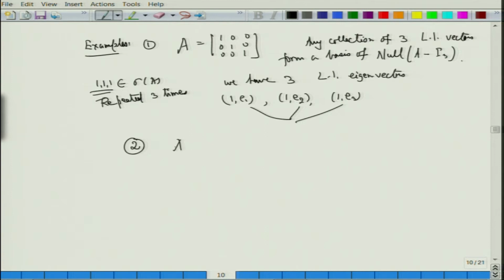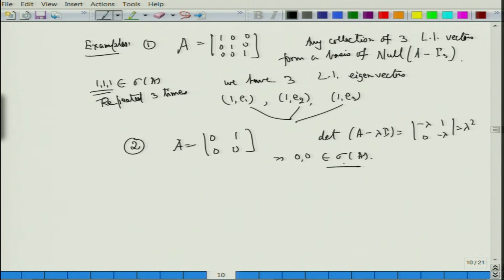Example 2, let us look at this matrix A, which is 0 1, 0 0, alright, fine. So you can see here that the determinant of A minus lambda I is the determinant of minus lambda 1, 0 minus lambda, which is lambda square. So this implies 0 and 0 belong to sigma of A, fine. Now let us look at the null space, or let us try to compute the eigenvectors of this. So let us look at the null space of A minus 0 I, which is the same as the null space of A, fine.